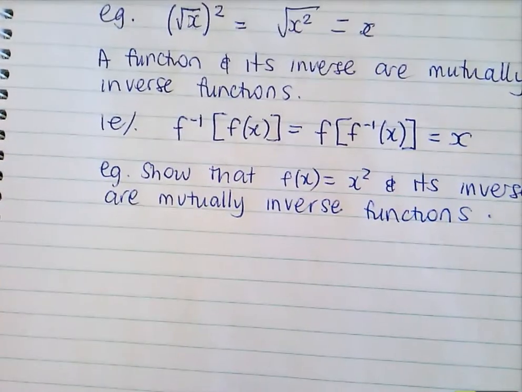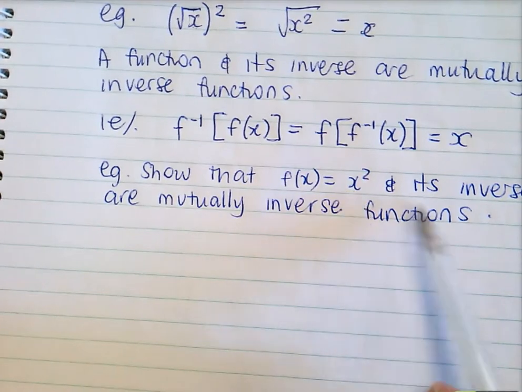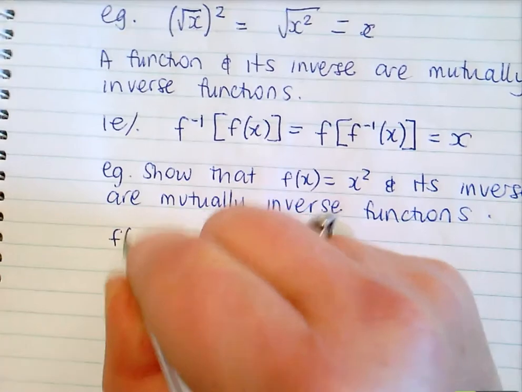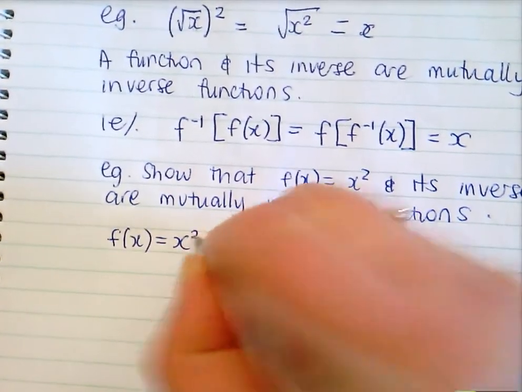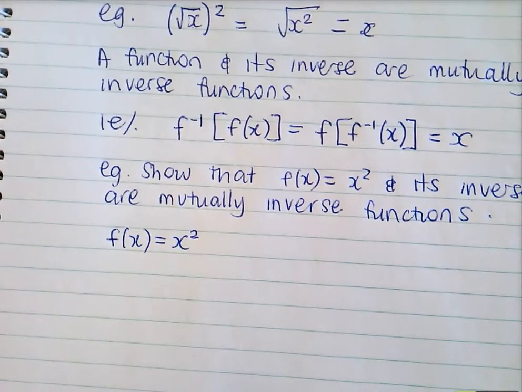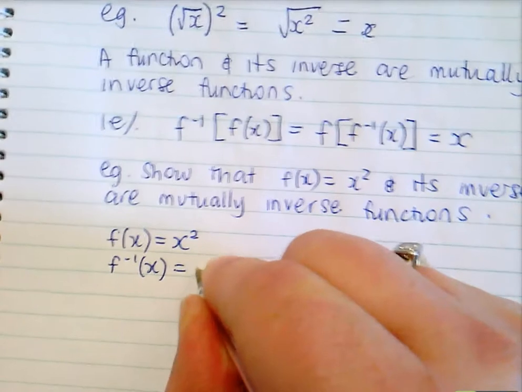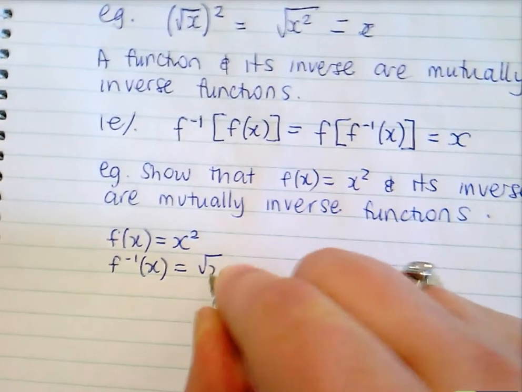For example, show that the function f(x) = x squared and its inverse are mutually inverse functions. Now, if our function of x is x squared, do you know what its inverse is? We can replace the y with an x and the x with a y, and anyone know what's the opposite of squaring, or the inverse function of squaring? Yeah, it's square rooting. So the inverse function will be the square root of x.